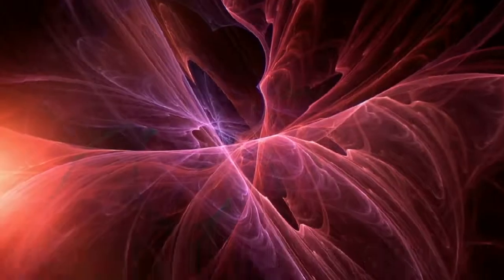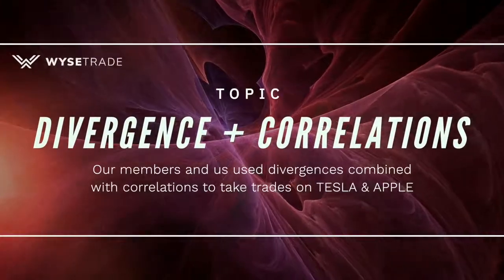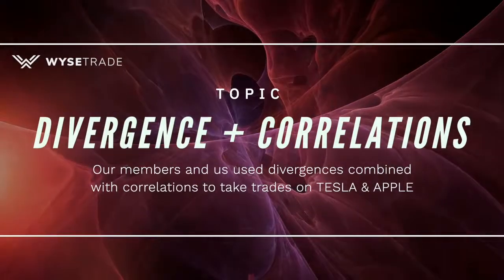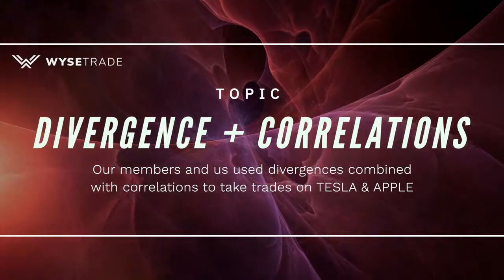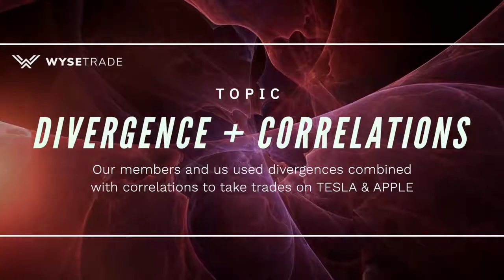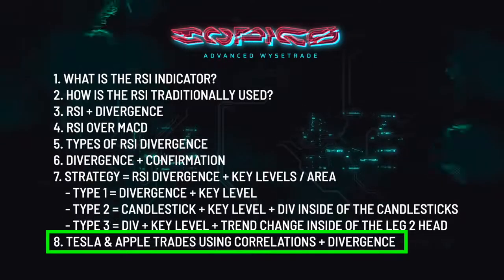But now, we want to show you something very interesting, which also brings us to the final section of this video. We're going to show you how our members and us used divergence combined with correlations to enter trades on Tesla and Apple during the deep S&P 500 market pullback.